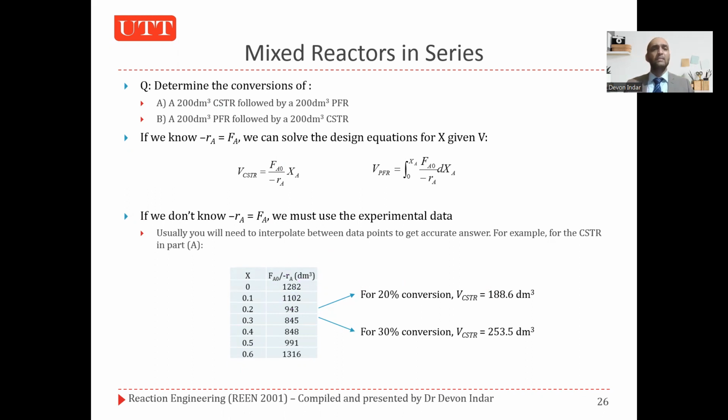Let's look at the CSTR, for example. We know that we need to multiply FA0 by minus RA evaluated at the exit, times XA. And so suppose you just started typing in some numbers on your calculator and you tried this set of data. You multiplied 0.2 by 943 and you realized that would give you a volume of about 188.6 dm cubed. That's too small. You have a 200 dm cubed CSTR, so you decided to go one up and you tried this set of data. Well, that gave you a volume of about 254 dm cubed. That's too much. Your volume is actually 200.